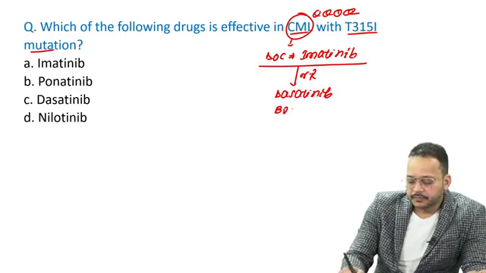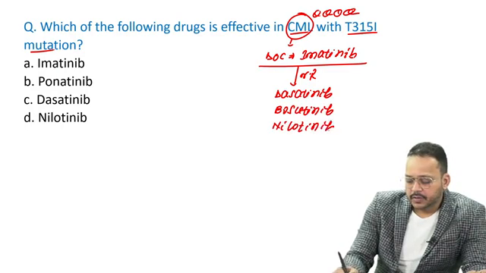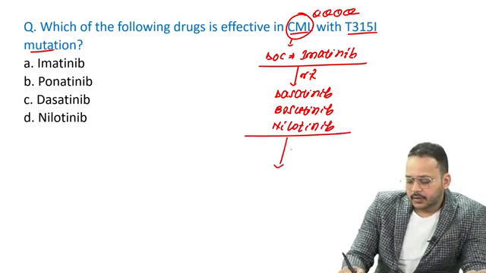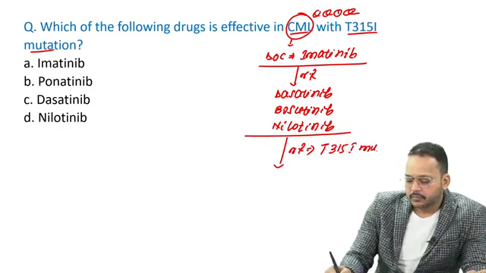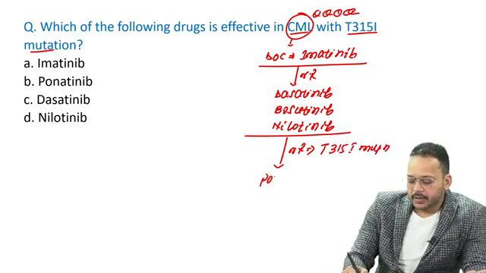dasatinib, bosutinib, and nilotinib. Now here, if there is no response due to T315I mutation, I can use ponatinib.